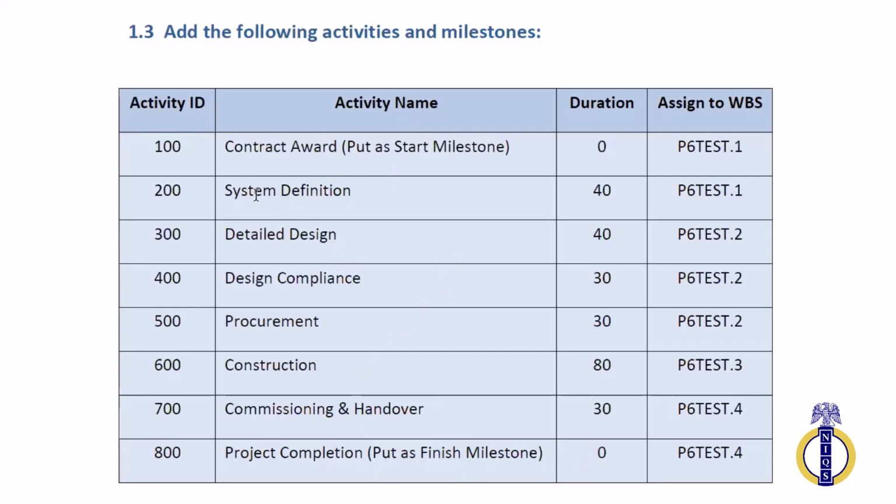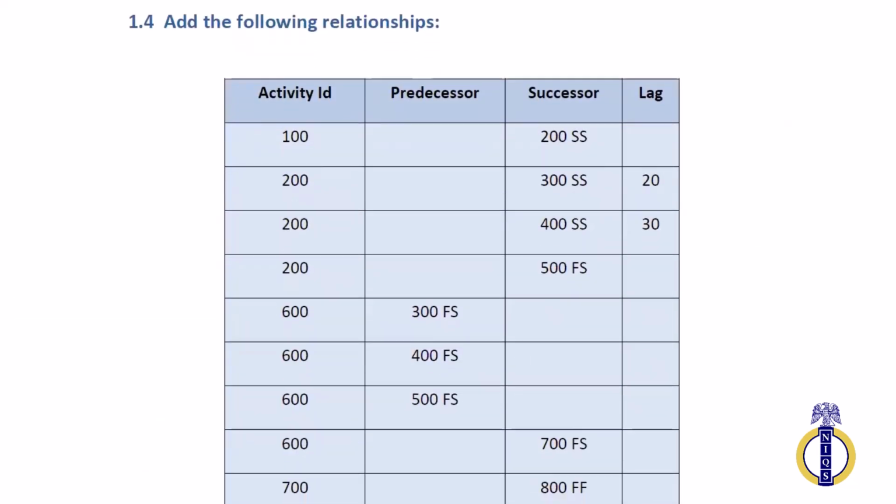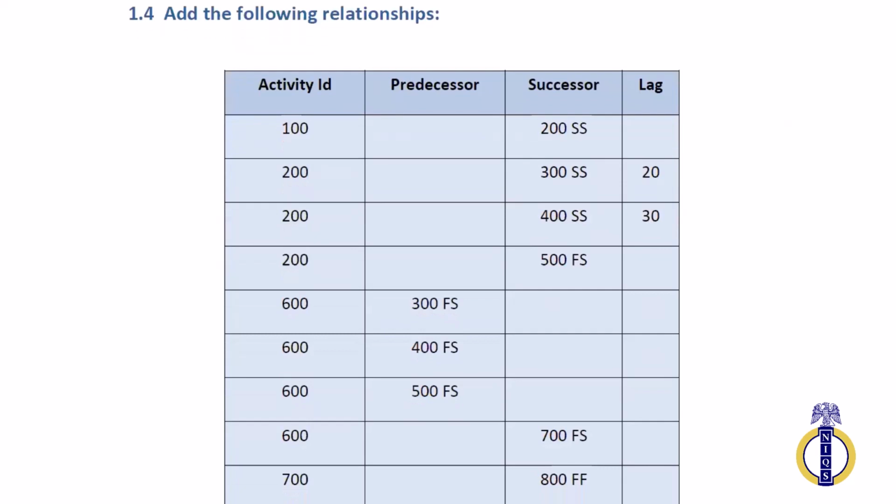So when we're done creating the activities, these are the activity IDs, 100, 200, 300. So we see how we pull that up in the schedule. Then add the following relationships, the different relationship types. Remember the list I gave to us yesterday, the sequence of creating a project schedule. That is what we're going to apply in this case. That's the traditional sequence of creating your project schedule.